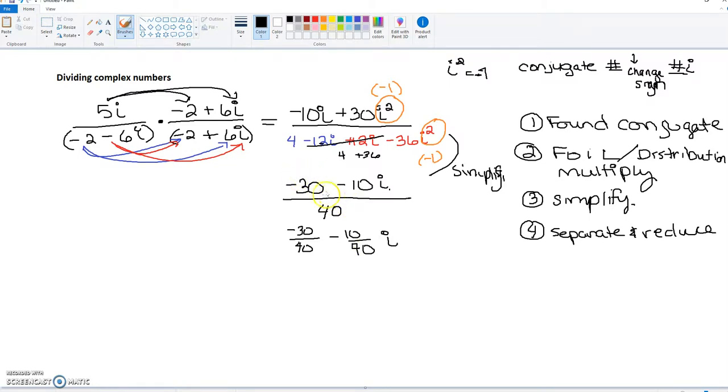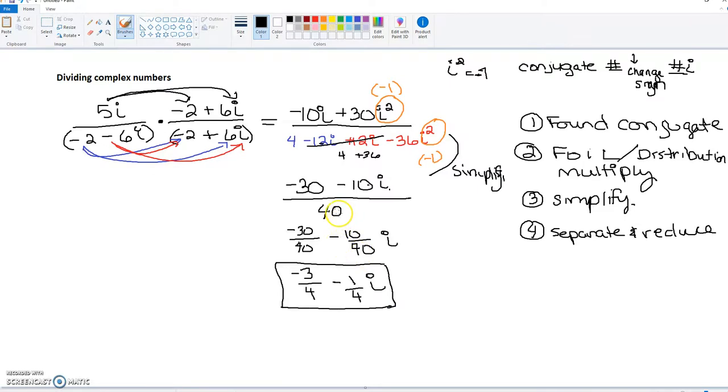So see how we did this? We've got 30 over 40. We've got our negative 10 over 40. So now we can reduce, and of course these can be reduced by 10. So we've got negative 3 over 4 minus 1 over 4i. So this would be the answer to this particular problem.